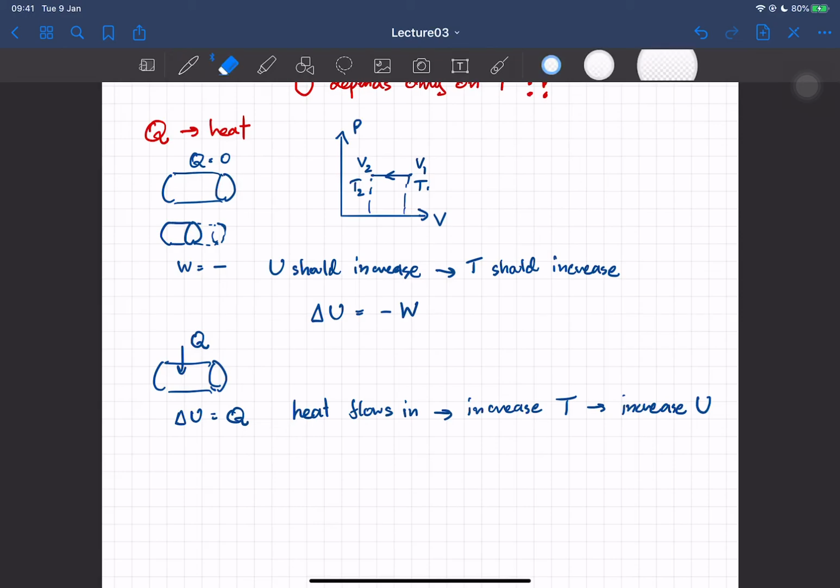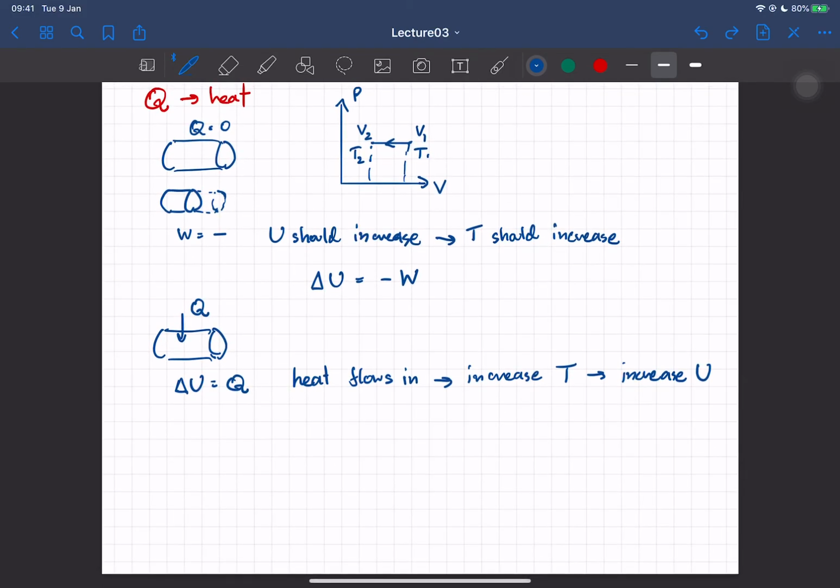So you can see that we have two ways of increasing U, the internal energy, right? By minus W or by plus Q. So altogether, this can happen at the same time. So we arrive at what we call the first law of thermodynamics. So that means if we combine these two ways of changing U, it's going to be Q minus W. Okay, this is the first law of thermodynamics.